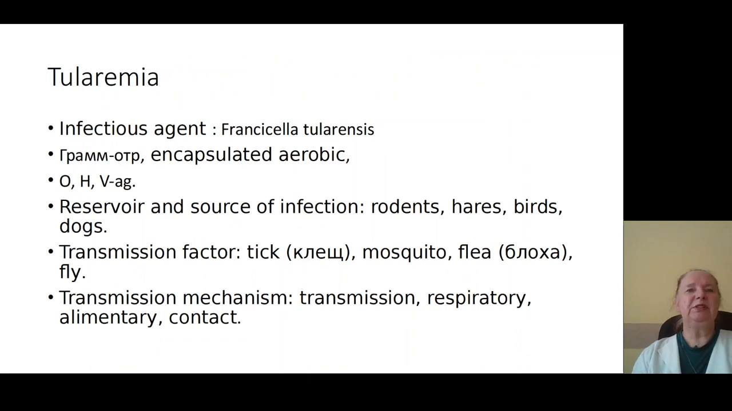The next infection we will speak about today is tularemia. We differentiated plague and tularemia, and now we will speak about tularemia.